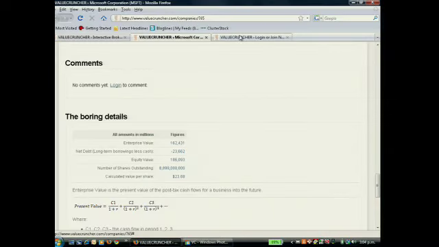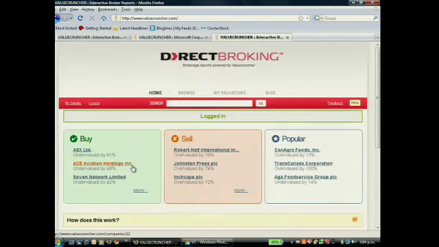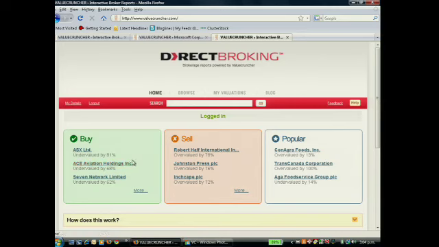ValueCruncher has also built the platform with a view to being able for brokers to white label the product that they've got at the moment. So ValueCruncher can provide a white labeled solution for brokers with additional functionality, including buttons for trade now functionality and things like that. ValueCruncher provides the tools that corporate finance professionals use to value companies. We make that available to a wider audience, and that's what we do.